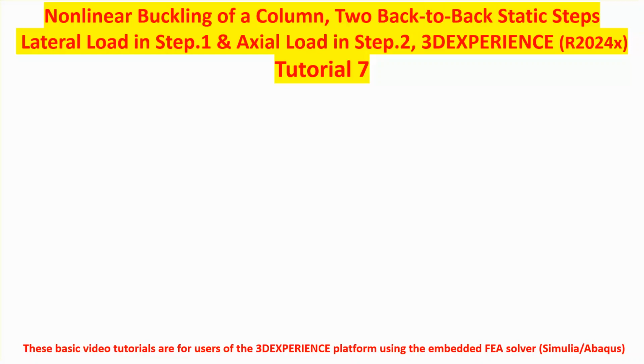Hello folks, in this tutorial number 7 in the current playlist which deals with buckling problems, I'm doing a follow-up to tutorial 4, 5, and 6 where a column has been analyzed using the linear buckling features in the 3D Experience Abaqus Simulia program. In this tutorial, I will be repeating the same problem except that I will perform nonlinear buckling, okay? And the way it's done is that there's going to be two static steps.